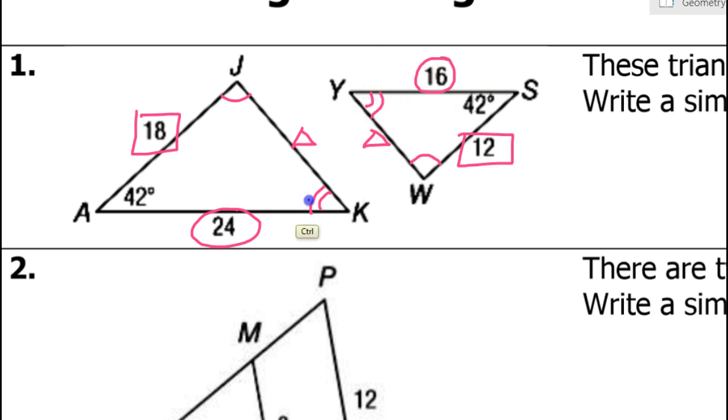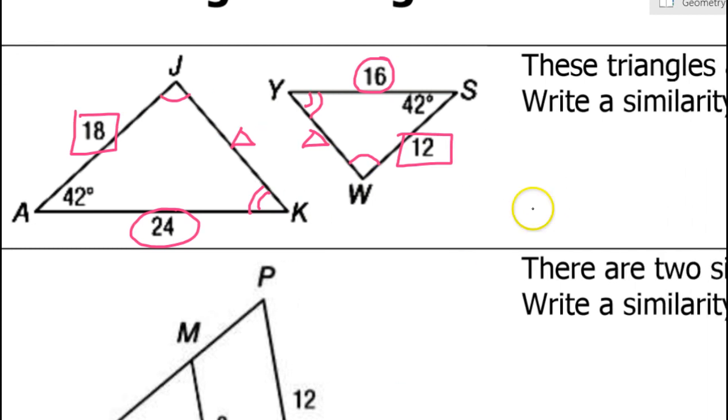So now we know which angles are corresponding, so we can make our similarity statement. So triangle AJK, I'll just say the first one that way, triangle AJK is similar to triangle. Now, A corresponds with S, J corresponds with W, single mark, and that just leaves angle Y.